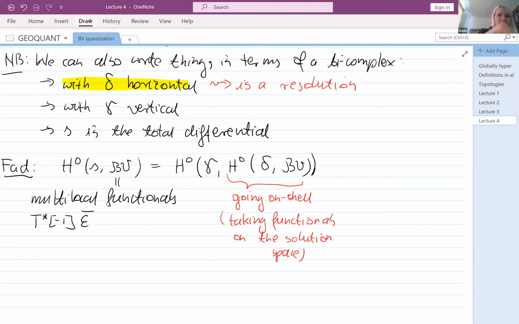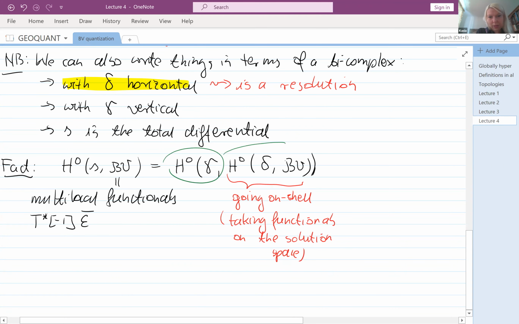Okay, and this part, so taking H0 of gamma, has the interpretation of taking the space of symmetry invariant variables.